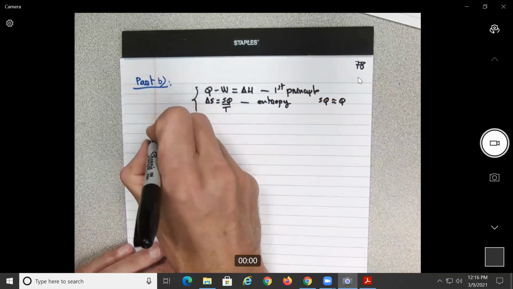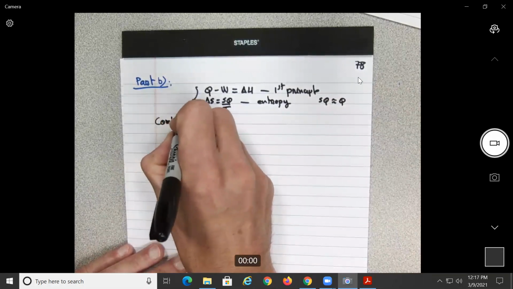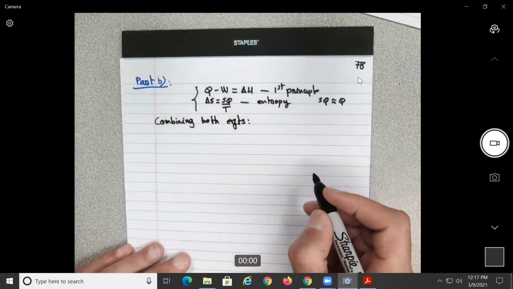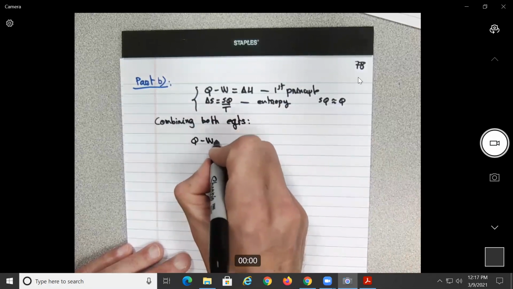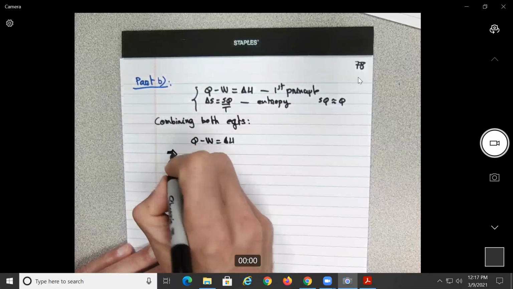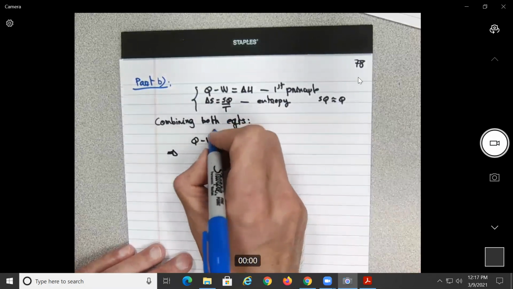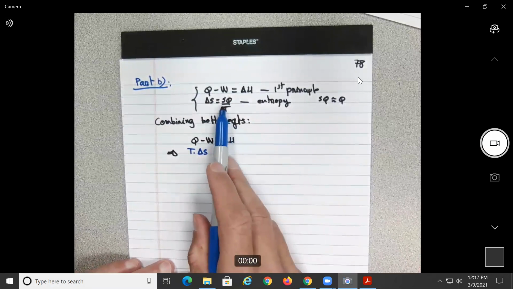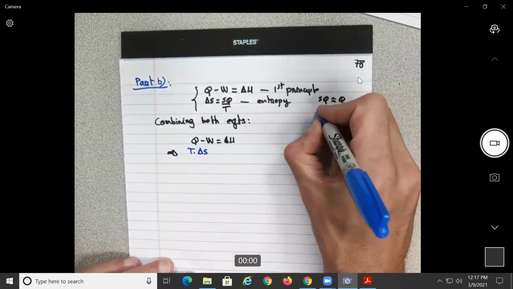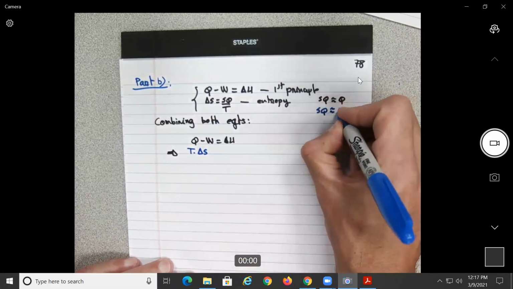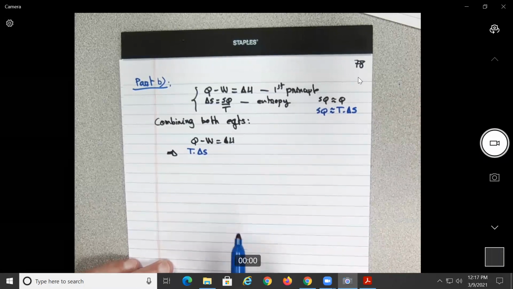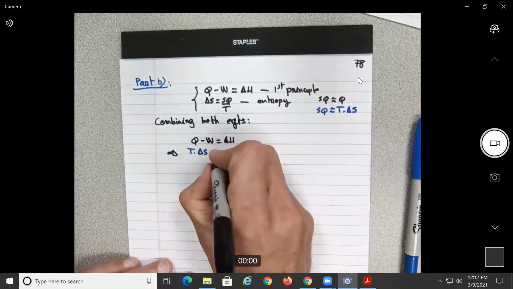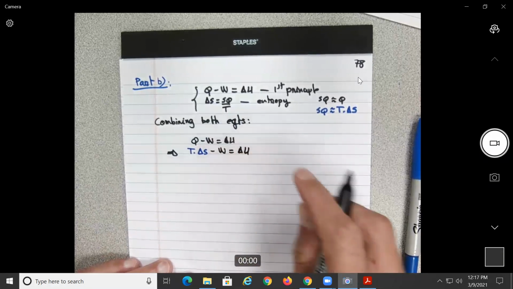So if we combine both equations, what do we get? We're gonna get that Q minus work equal to change in internal energy. You can rewrite it as what? T delta S. You agree? Okay, from this one you can say then that delta Q will be equal to T delta S, no? Yeah? Delta Q, that is Q, will be T times delta S minus work equal to the change in internal energy.